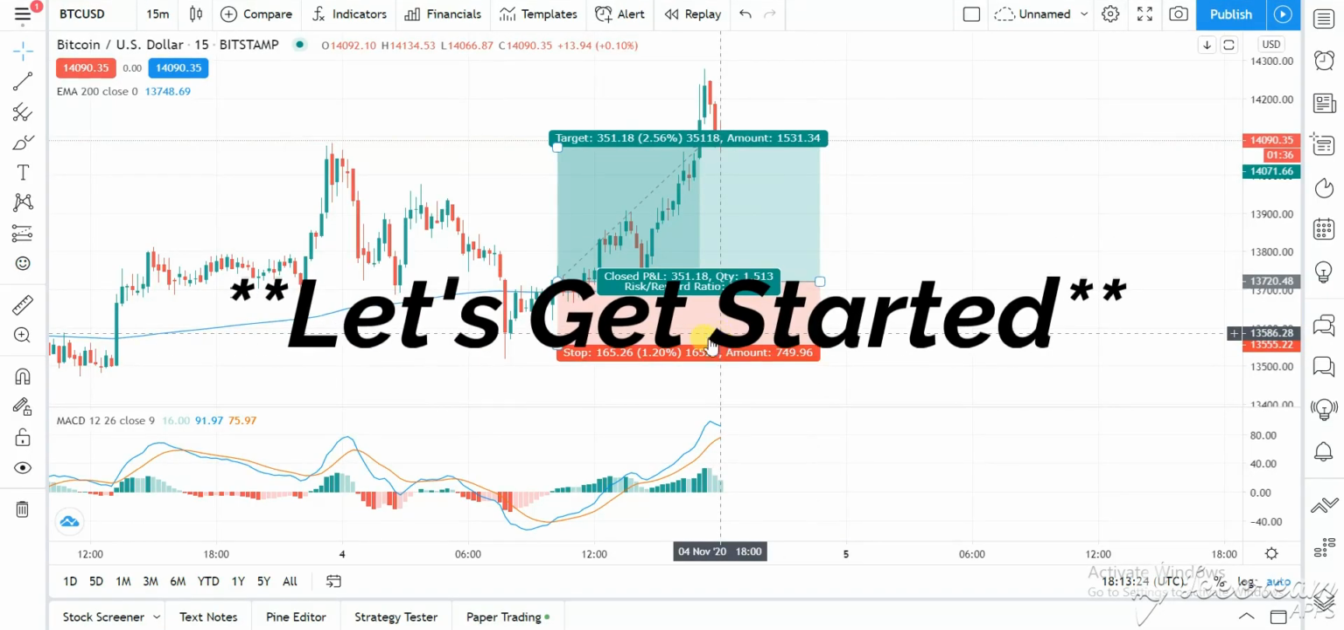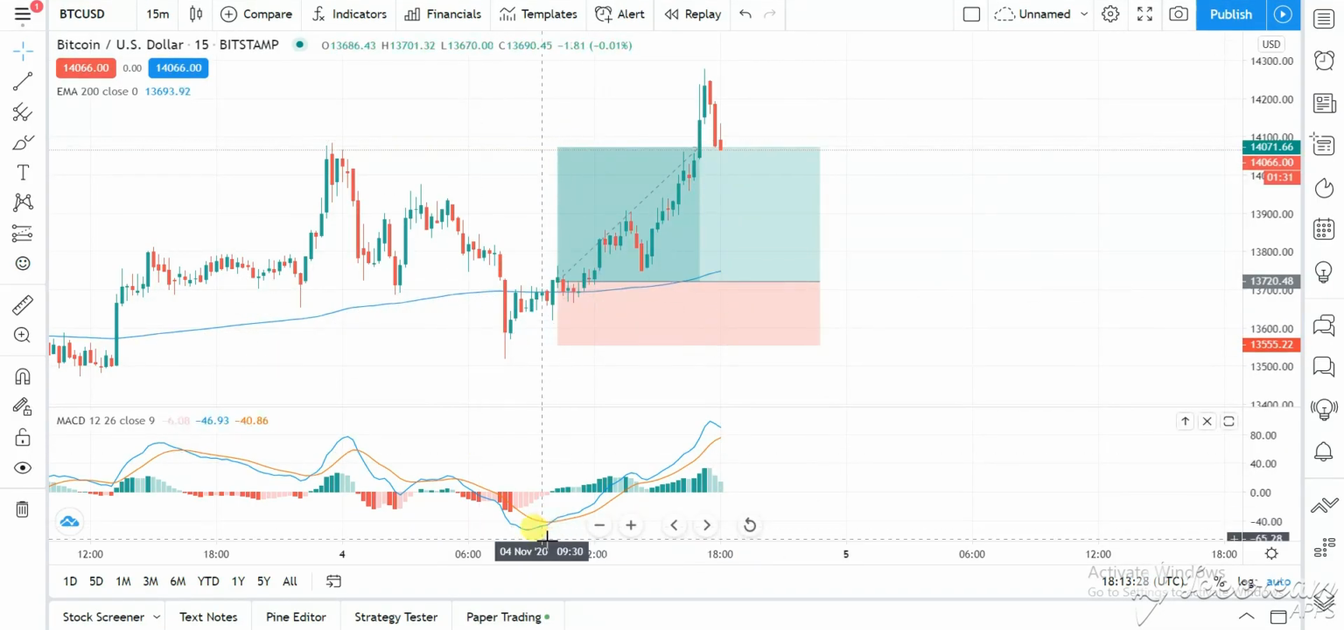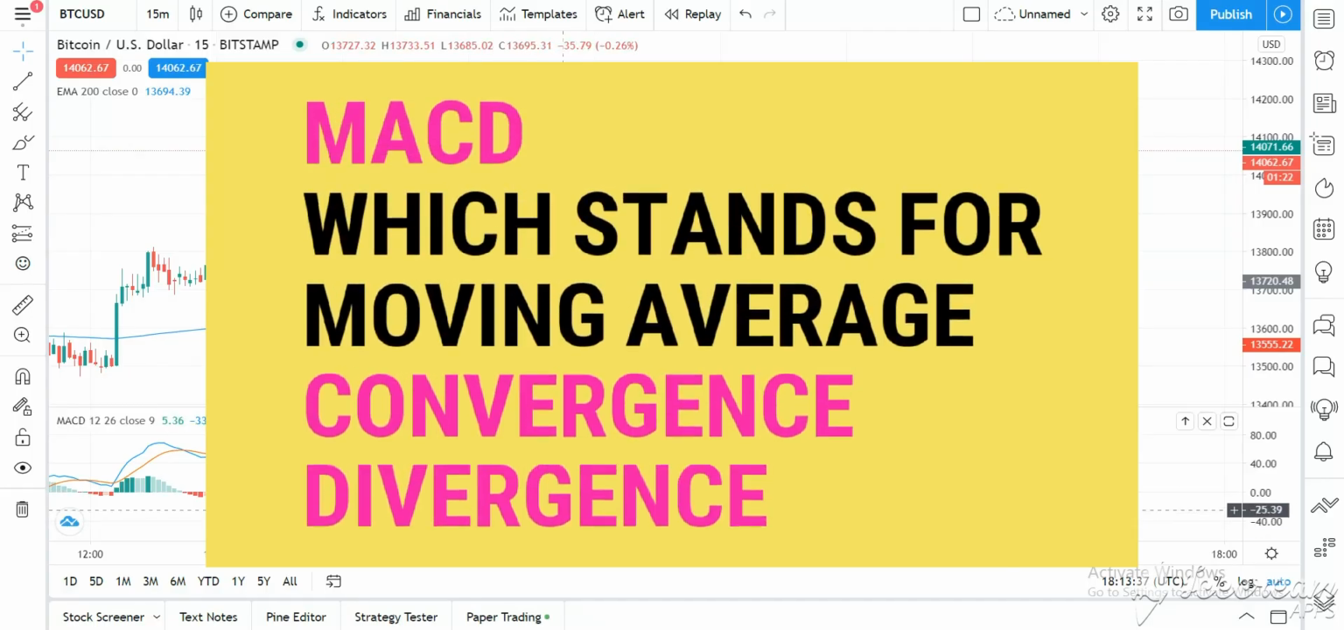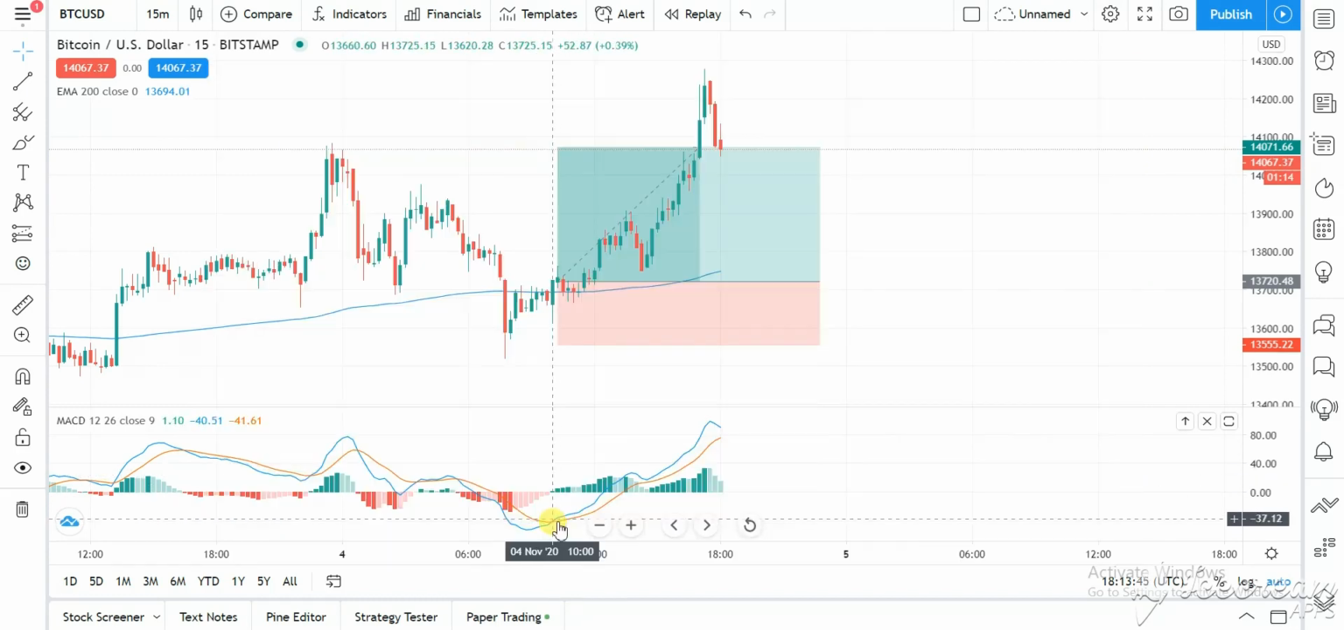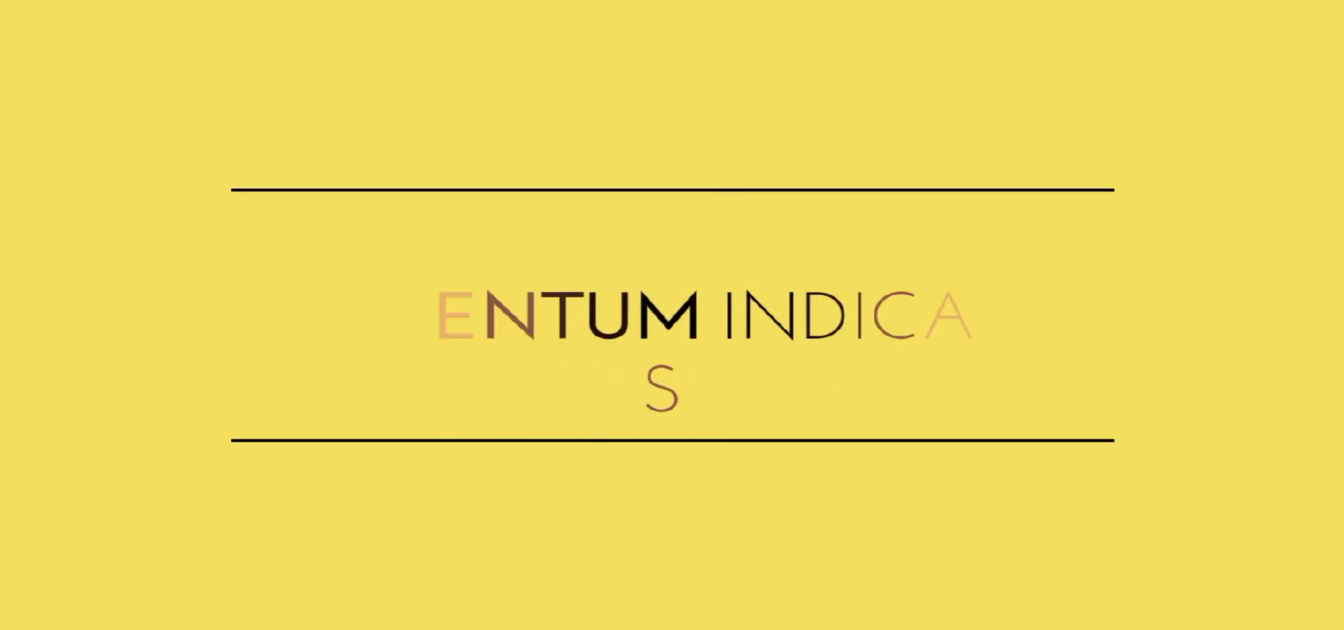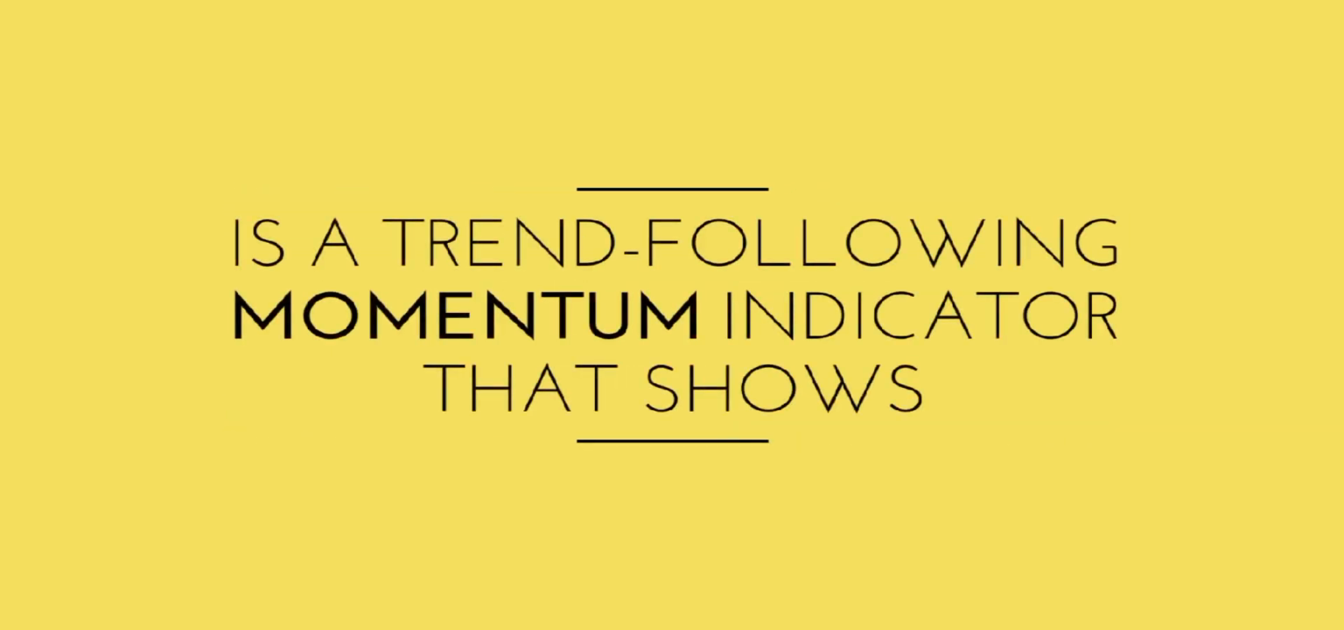So let's get started. So guys, the first question should be, what is an MACD? An MACD stands for Moving Average Convergence Divergence. So guys, as you can see, this indicator is a tool that is used to identify moving averages that are indicating a new trend, whether it's bullish or bearish.